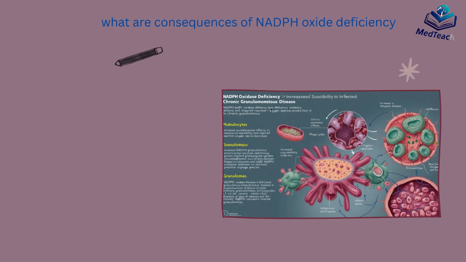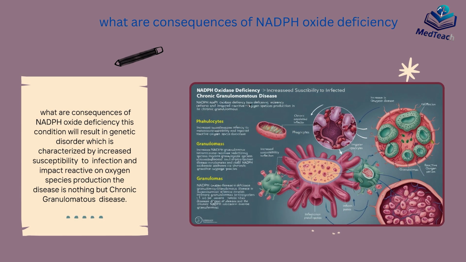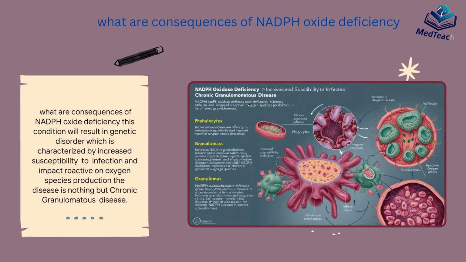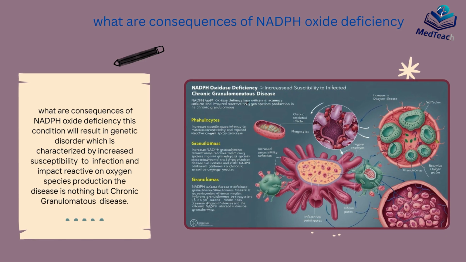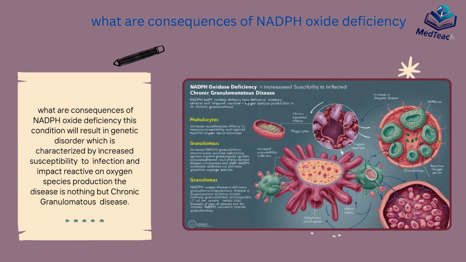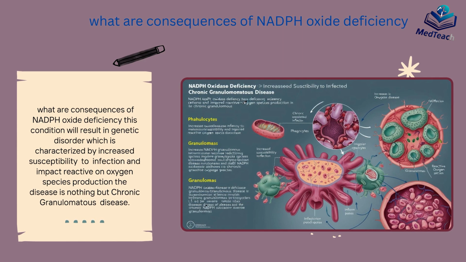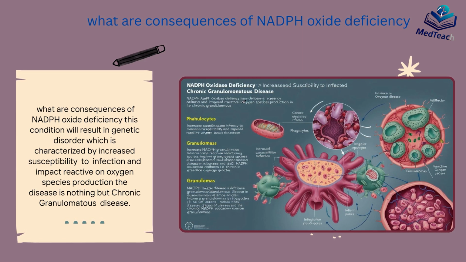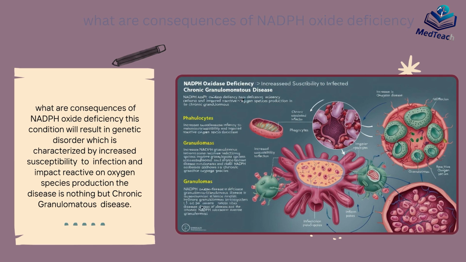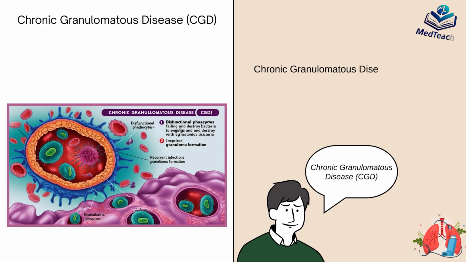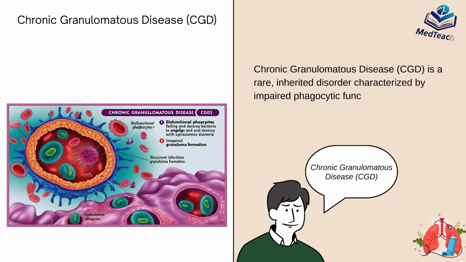What are the consequences of NADPH oxidase deficiency? This condition will result in a genetic disorder which is characterized by increased susceptibility to infections and impaired reactive oxygen species production. The disease is nothing but chronic granulomatous disease. This is a rare inherited disorder where the patient will have recurrent severe infections with granuloma formation.